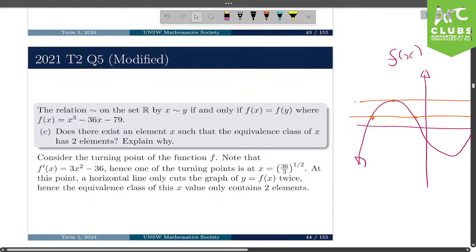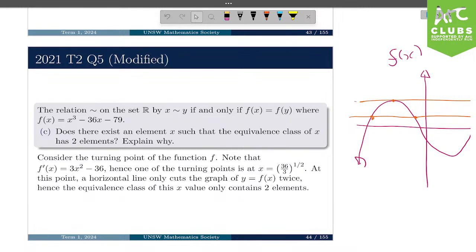So we consider the turning points of f, and we differentiate it to find the turning points. We note that the derivative of f of x is 3x squared minus 36, and this will be 0 when x squared is 36 on 3, that is x is the square root of 12.